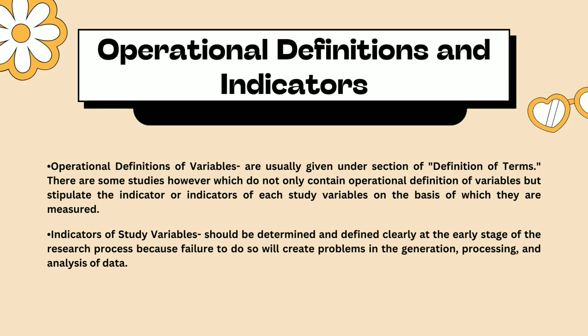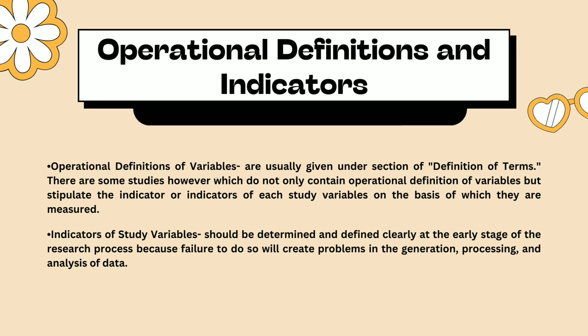Next, operational definitions and indicators. So first, operational definitions of variables are usually given under the section of definitions of terms. There are some studies, however, which do not only contain operational definitions of variables but stipulate the indicator or indicators of each study variable on the basis of which they are measured. Indicators of study variables should be determined and defined clearly at the early stage of the research process because failure to do so will create problems in the generation, processing, and analysis of data.